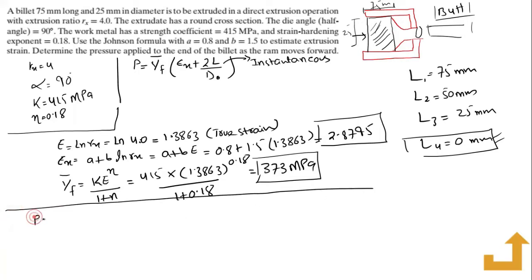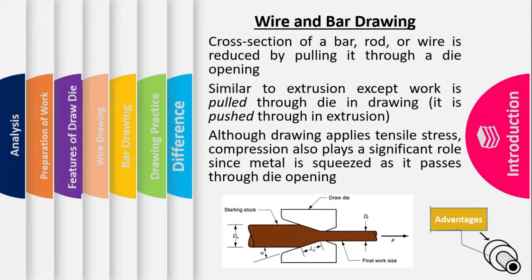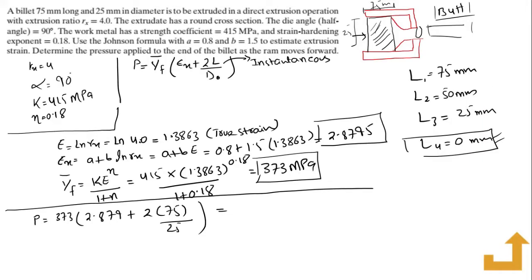So we have P equals YF, that is 373, into the extrusion strain, that is 2.879 plus 2 into 75 by 25. So you can find out for the initial length, that would be equal to 3312 megapascals at L equals 75.